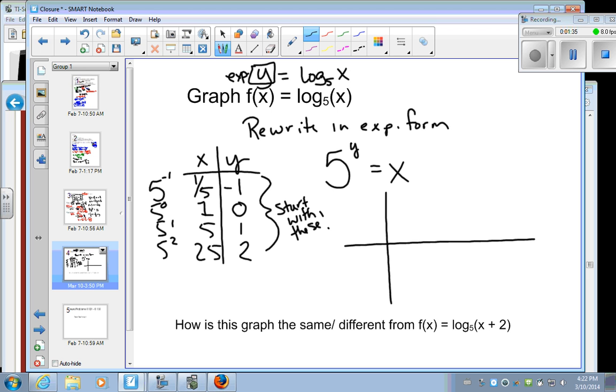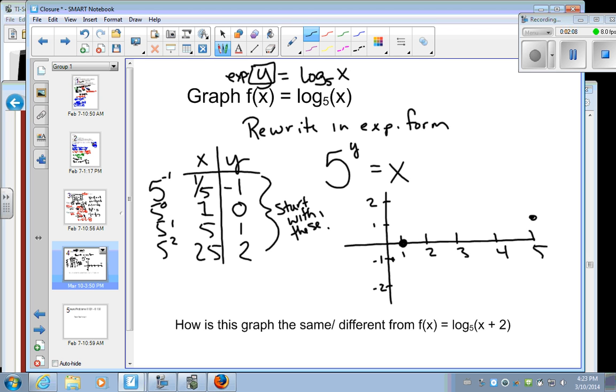I see that when x is 1, y is 0. So I might put that point on there. When x is 1/5, y is -1. It's like right there. When x is 5, y is 1.